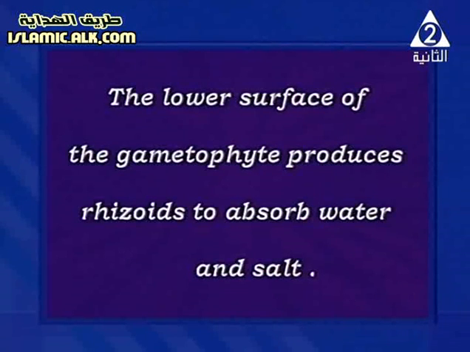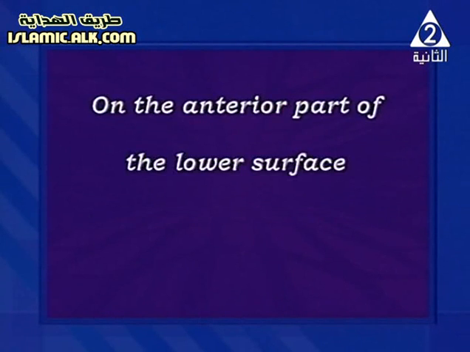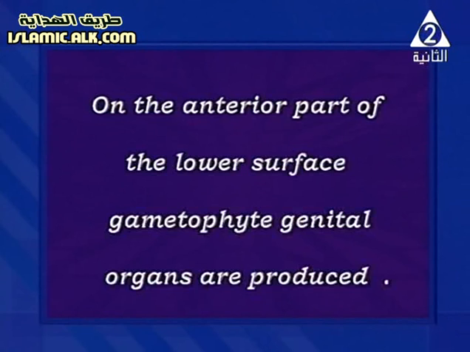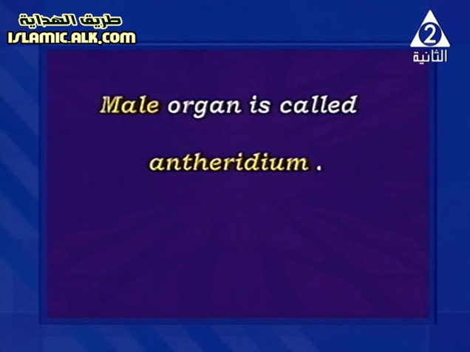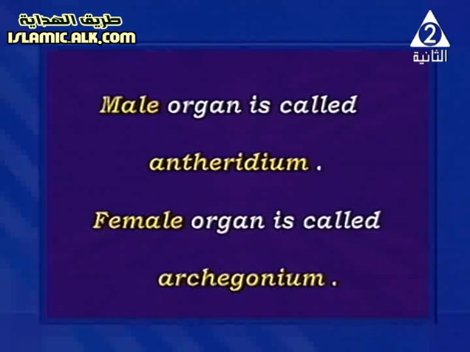to absorb a large amount of water, salts and minerals from the soil. On the anterior part of the lower surface of the gametophyte, genital organs are produced. The male organ we call the antheridium, while the female organ we call the archegonium. So we have two organs here, male and female. The plural is antheridia, and in the female, archegonia.